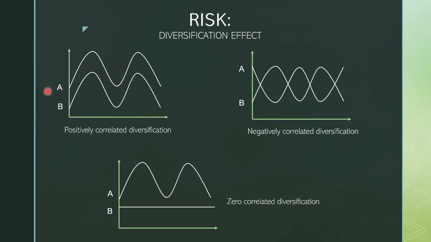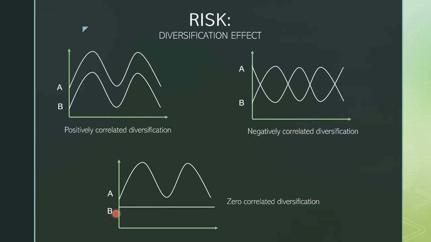Let's say I have two stocks in my portfolio, and the stocks are positively correlated, meaning that if stock A increases, stock B will increase as well. If stock A decreases, then stock B will decrease as well. So any gain or any loss received will be doubled.